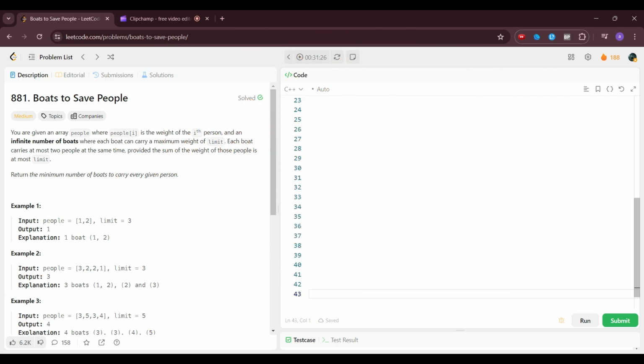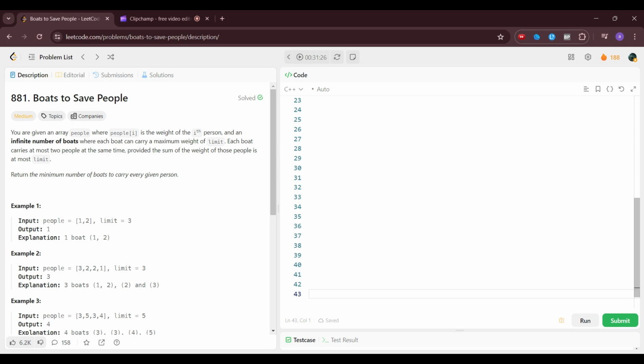So today we are going to be solving today's LeetCode question, which is Boats to Save People. We are given an array of people and then we are given the limit, and we need to find the minimum number of boats required to carry every person present in this particular array.